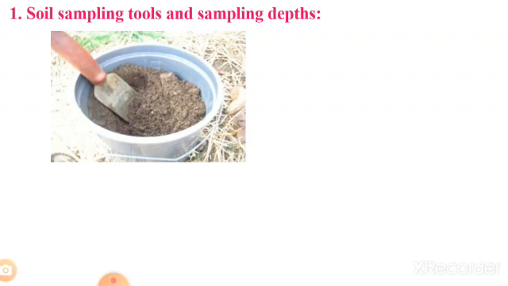Next, a 2 to 3 cm thick vertical slice of the same depth is removed from the smoothest side of the cut, and the collected samples are mixed thoroughly in the bucket. It's poured on a piece of clean paper or cloth and mixed thoroughly. It is divided into 4 equal parts and opposite portions are discarded. So the remaining 2 portions are mixed thoroughly and the procedure is repeated to get the desired quantity of soil sample.